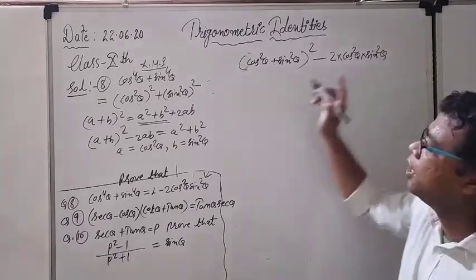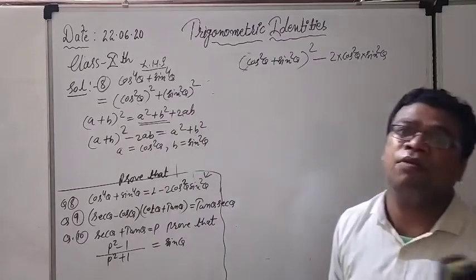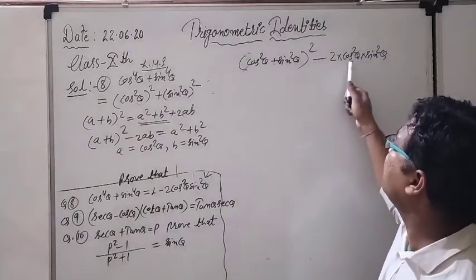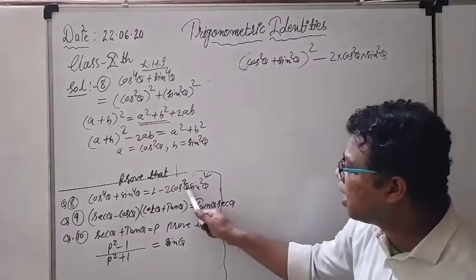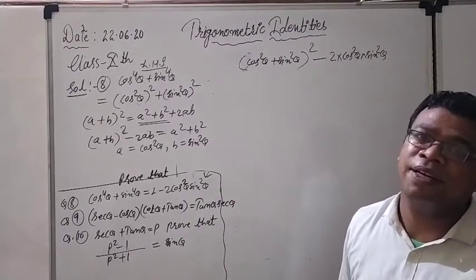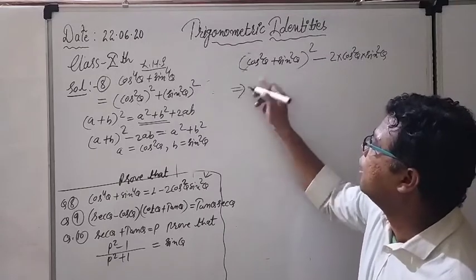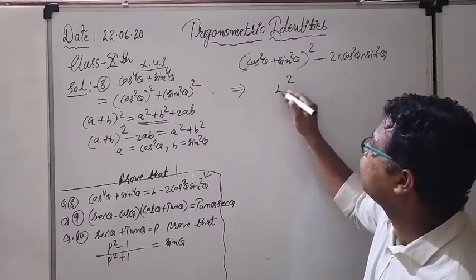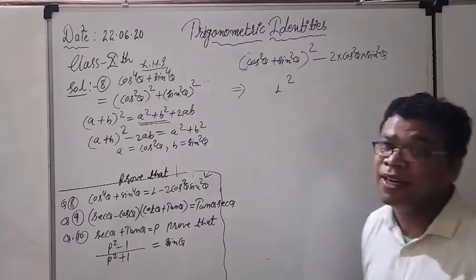Now you can understand why I have applied that particular formula, because the same thing, minus 2 cos square theta sin square theta, I am going to get here, and that sin square theta plus cos square theta will be converted into 1. That cos square theta plus sin square theta could be written as 1. Why? Because it is the identity only.